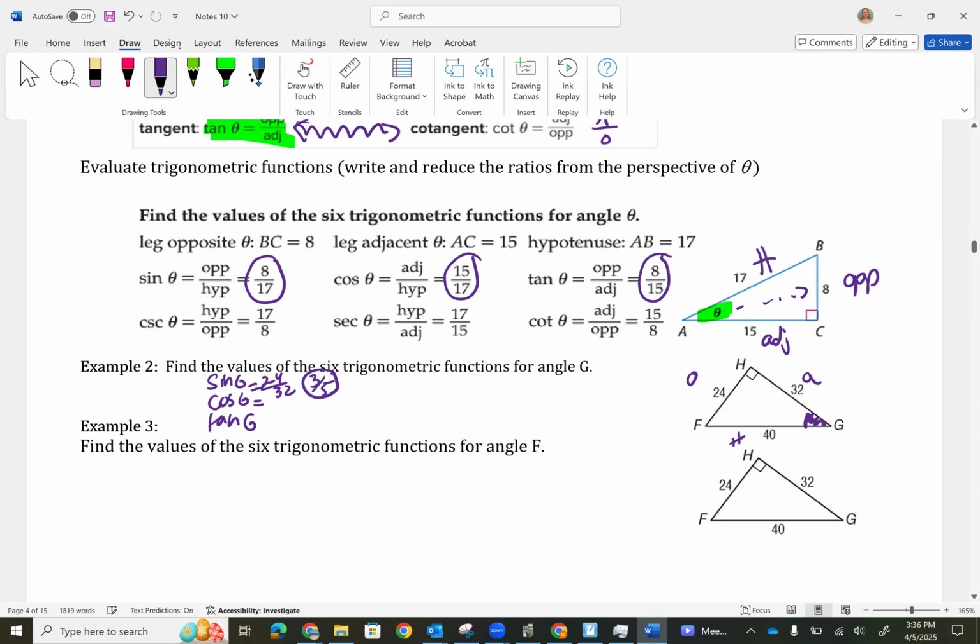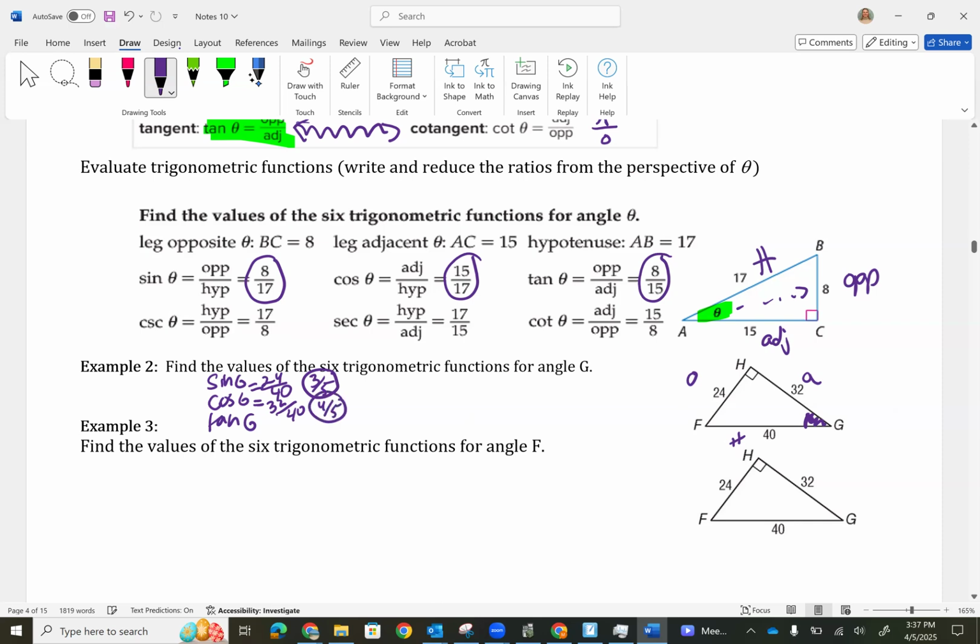Cosine of G would be the adjacent leg, which is 32 over 40. Okay, I'm not sure why I put 32. It should be 40 here. Probably because my numbers are so close together. I'm copying. If you reduce that, you get 4/5.